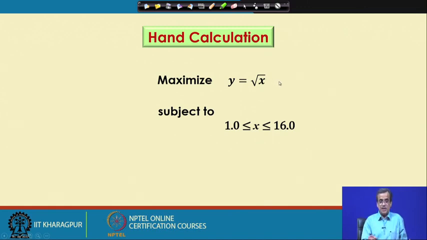Now, very easily we can find the solution of this problem. The maximum value of x is 16.0, and the square root of that is 4. So, the maximum value of y is 4. Now, let us see how a binary coded GA can improve its solution iteration-wise to reach the globally maximum solution, that is 4.0.